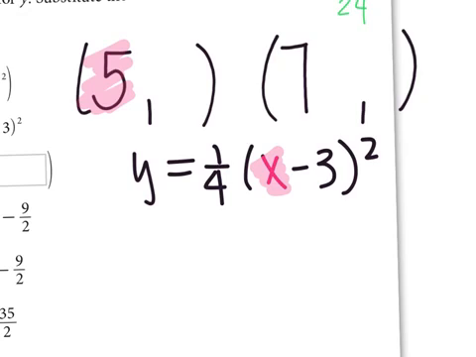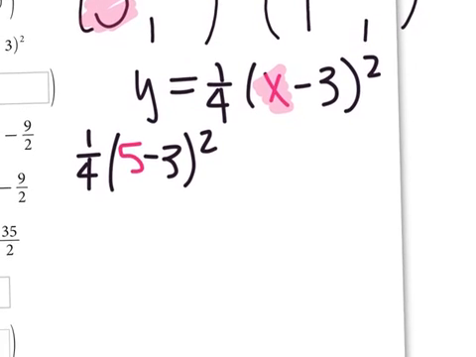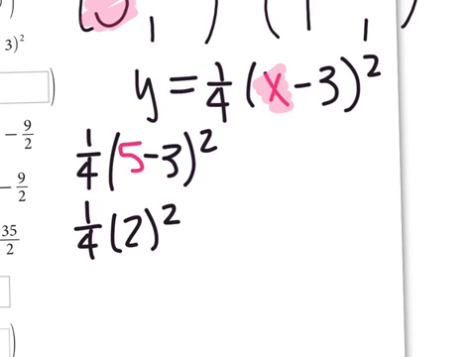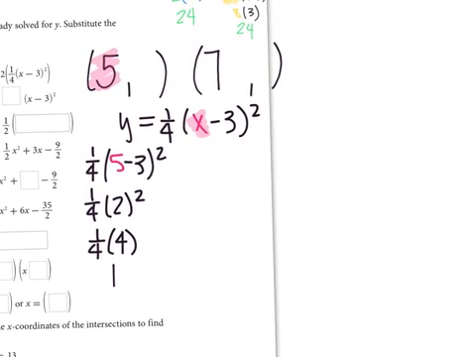So instead of being 1/4 times x minus 3, it's going to be 1/4 times 5 minus 3 squared. Well, what is 5 minus 3? 2. So really this is 1/4 times 2 squared. What is 2 squared? 4, and 1/4 times 4 is 1. Okay, so that means my first ordered pair is the ordered pair 5, 1. Correct.